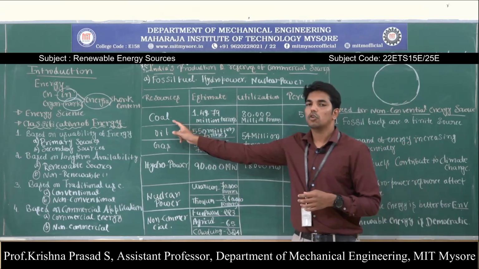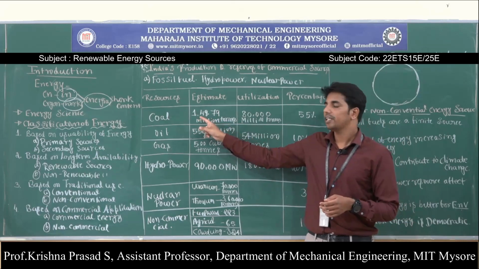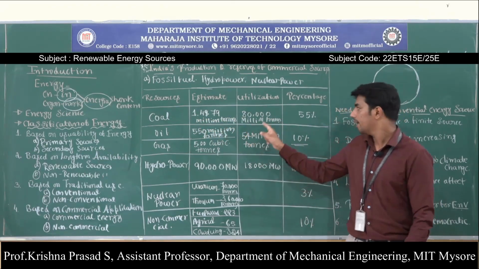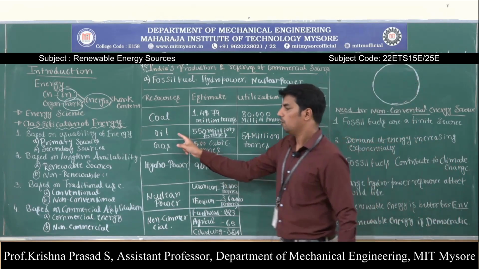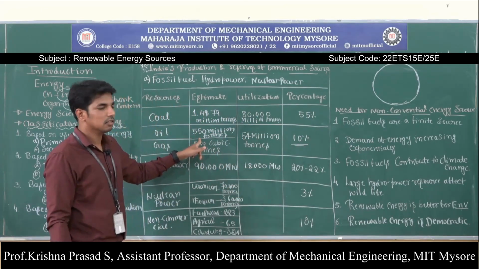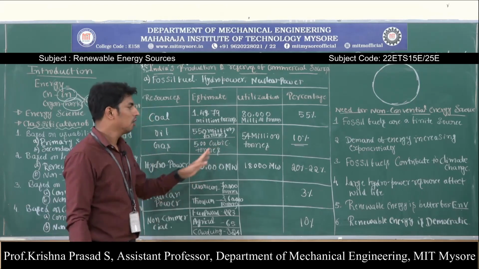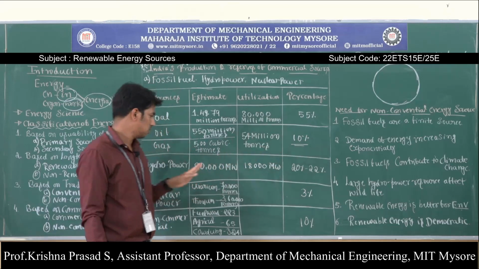Okay, the very first one is called coal. The estimation is around 1,48,079 million tons, out of which we are utilizing only 80,000 million tons, which is 55%. Similarly for oil we have recoverable resources of 550 million tons, and gas 500 cubic tons, out of which we are utilizing only 54 million tons, which is only 10%.